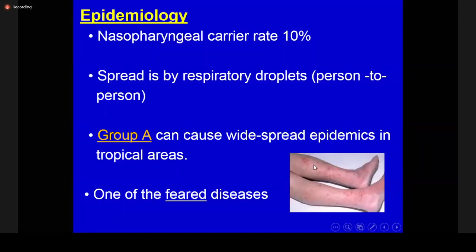As I said, this rash is very dangerous. If you look at this rash and the patient has manifestations of meningitis, it's very dangerous. It indicates that this could be Neisseria meningitidis infection. That is why one fears this disease, because the mortality rate is high.